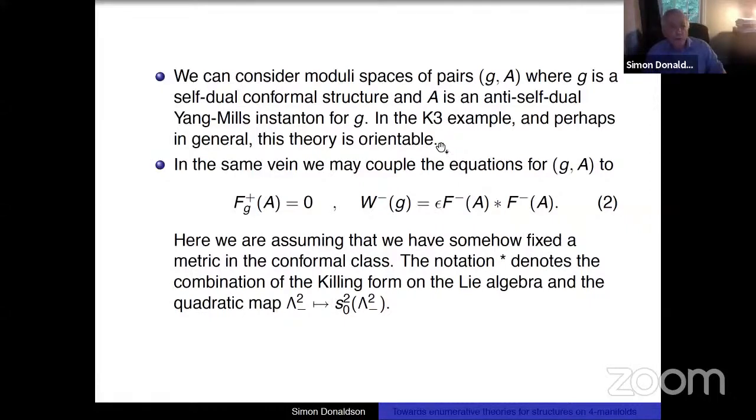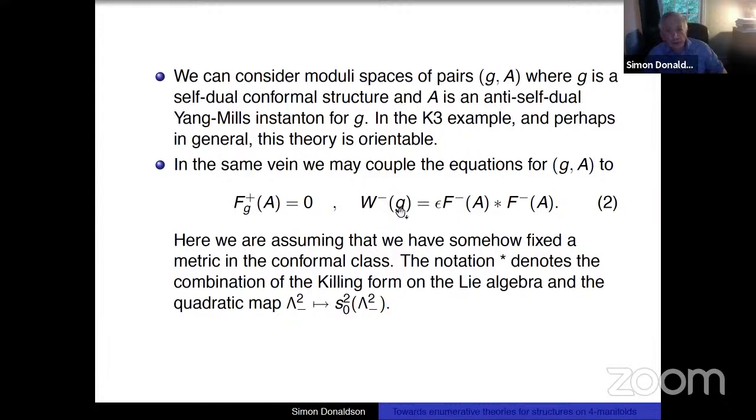More interestingly, we could couple the equations. We could take the equations for a pair of a metric and a connection. We take the instanton equation for the connection, and then we can use the other part of the curvature of the connection as a source term for the W minus in the way indicated.